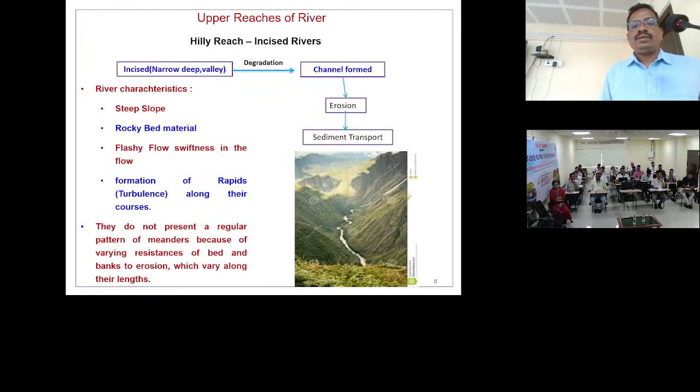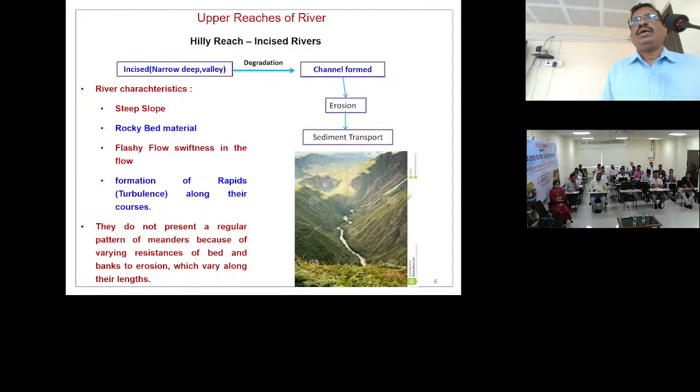In the upper reaches, the hill reach, the rivers flow through narrow, deep valleys, and the channel is formed due to erosion and sediment transport. Slopes are very steep. The bed material is rocky, and large-size rocks you can find in these rivers. There is flash flow, with swiftness in the flow.